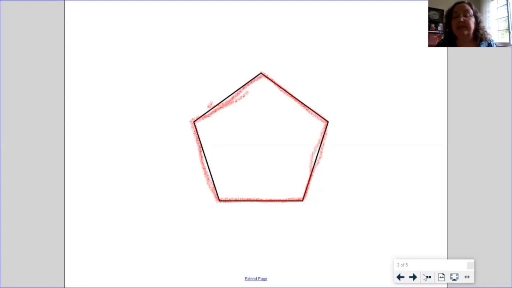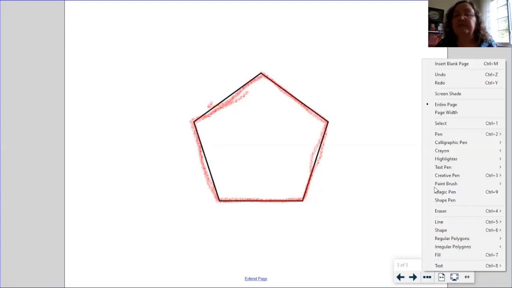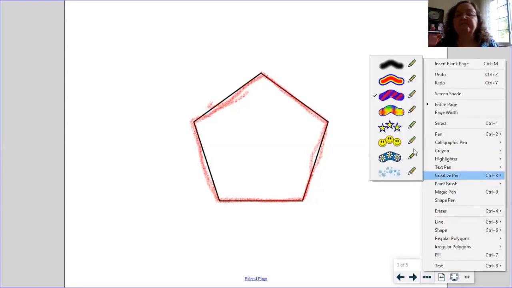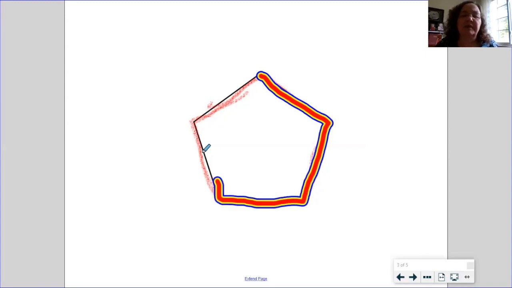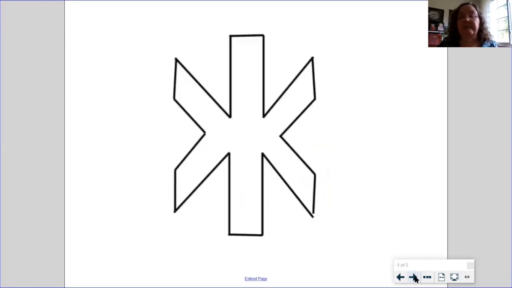Should I put a fancy color on the perimeter? Maybe I'll try this fancy one to make my perimeter really red. Okay, you can color the perimeter a couple of times. Good job. All right, let's look at the next one.